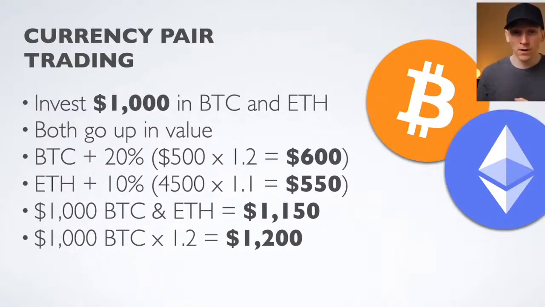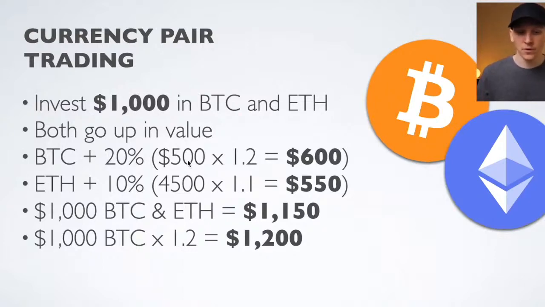All of the big cryptocurrencies though do have direct trading pairs, and this is how you can trade one currency against another. So I have an example here. Let's say you took $1,000 and you invested $500 each, 500 in Bitcoin and 500 in Ethereum. They're the top two cryptos and they both go up in value. Both have gone up, so we're super happy. But you can see here, Bitcoin actually went up 20%.